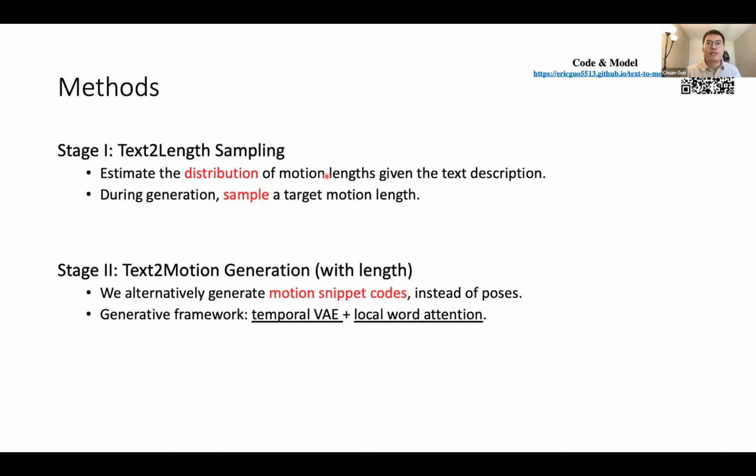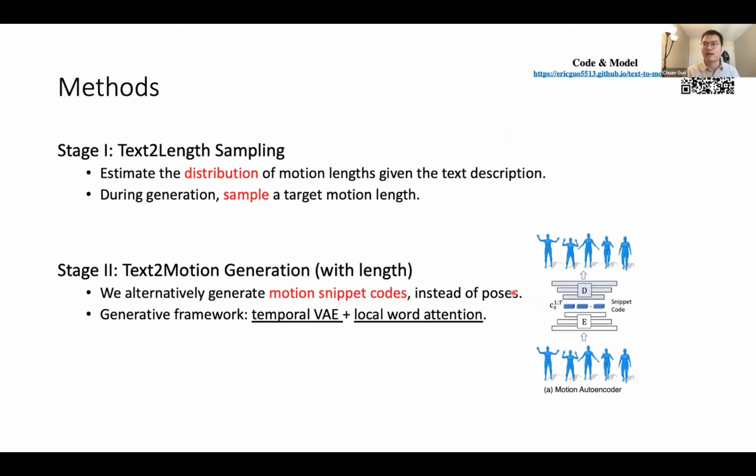And at the second stage, if we already have the target motion length, our goal is to generate motions according to the text description and the target length. So here we alternatively try to generate motion snippet codes instead of poses. Actually, this is a quite straightforward idea.